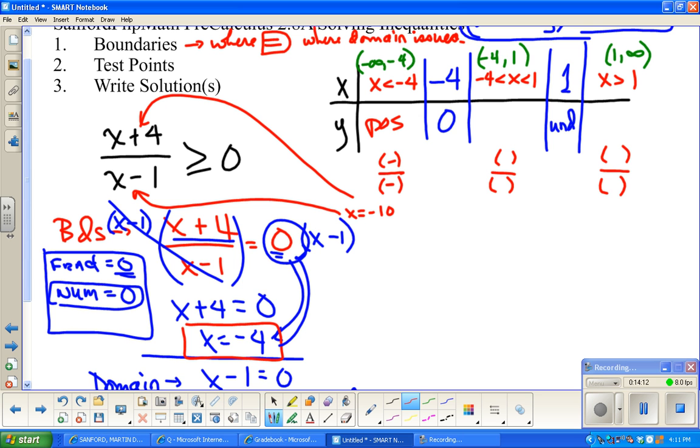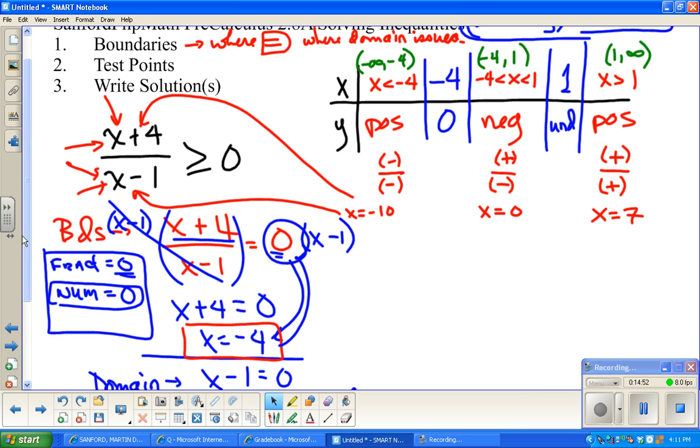If I pick a value between negative 4 and 1, like for instance, x equals 0, I like that one just because it's easy to work with. Well, 0 plus 4 is positive. 0 minus 1 is negative. A positive divided by a negative is negative. And then last but not least, I pick something to the right of 1, like 7. And again, I'm just pulling any number out of the air that needs to be greater than 1. Okay, 7 plus 4 is 11, that's positive. And 7 minus 1 is 6, that's positive. Positive divided by a positive is positive.